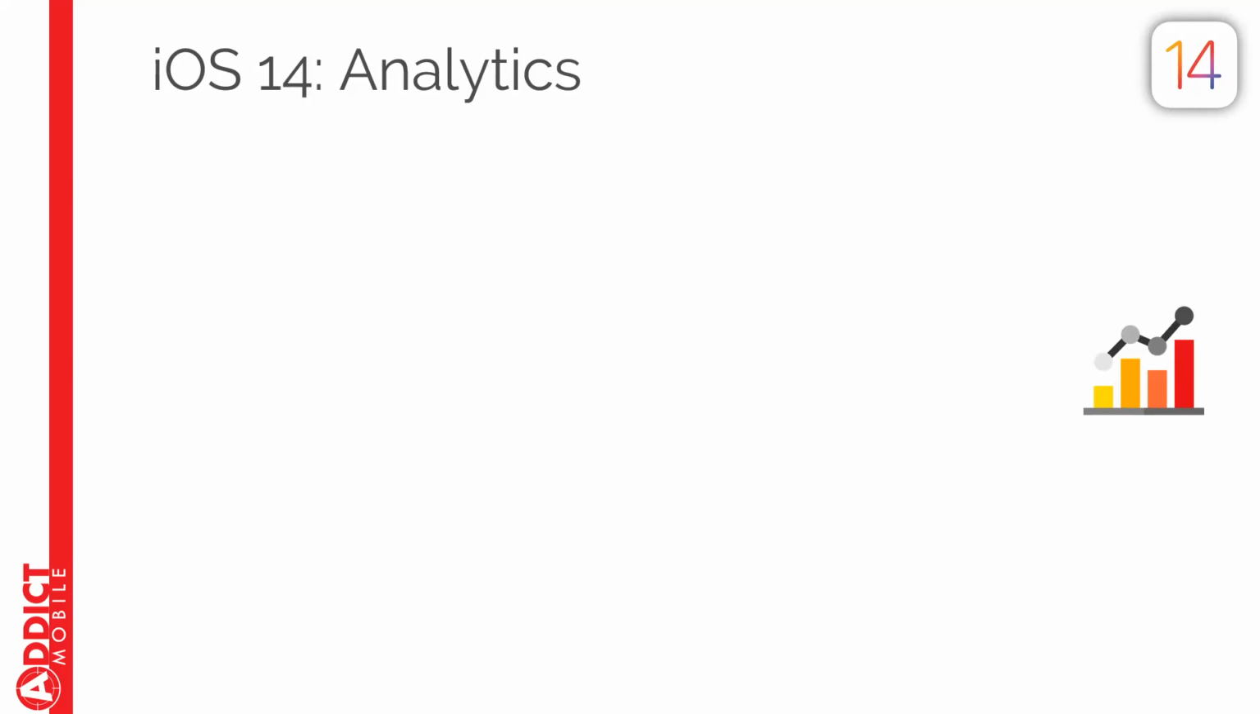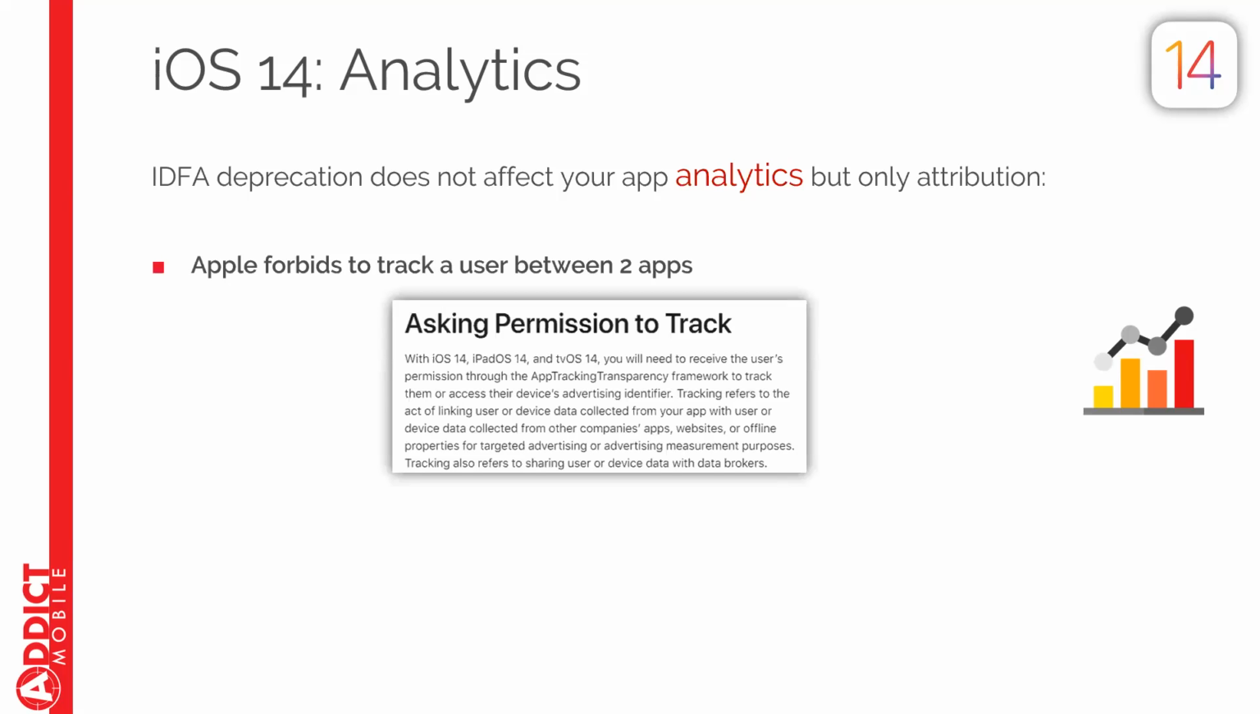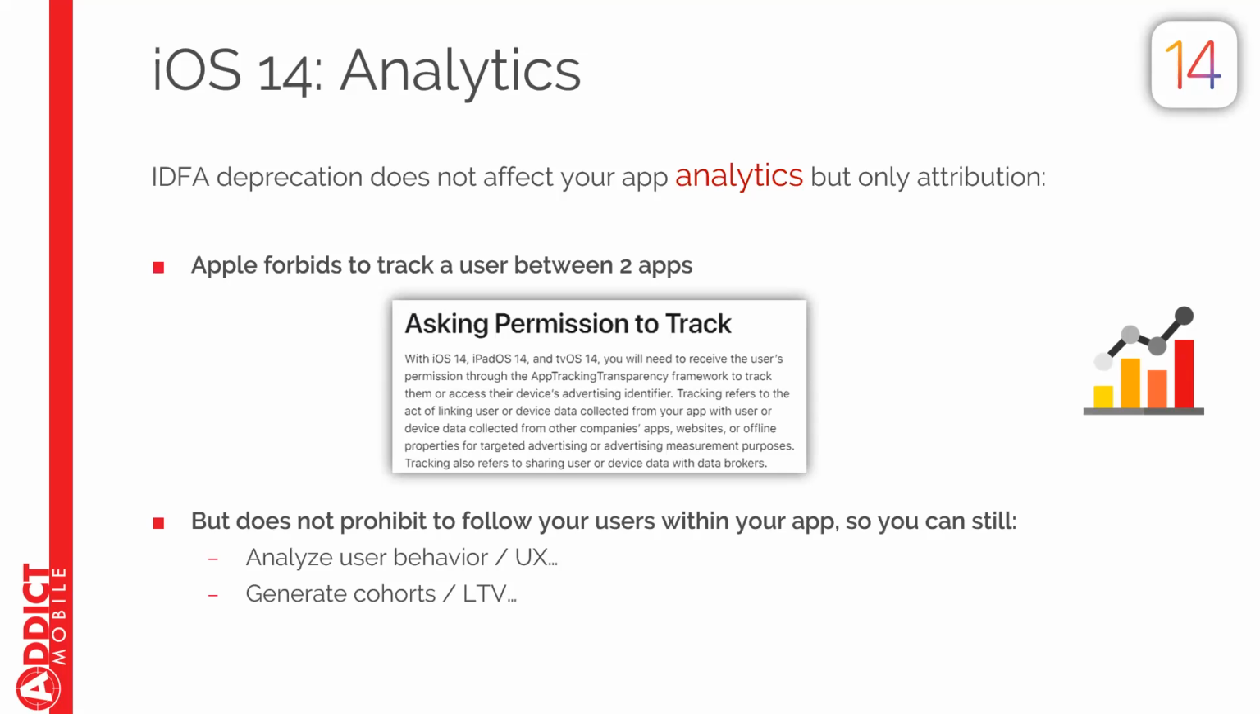Another thing is about analytics. IDFA deprecation does not affect your app analytics, but only attribution. It's really important to understand this because Apple forbids tracking a user between 2 apps. That's an extract of Apple's page. You can't track a user between 2 apps or between a website and an app, but Apple does not prohibit following your user within your app. So you can still analyze user behavior, do user experience checks, generate cohorts, lifetime value, and so on. You can still follow your users within your app and track them through events. The thing you can't do is an attribution between your app and another if the user did not consent to this.